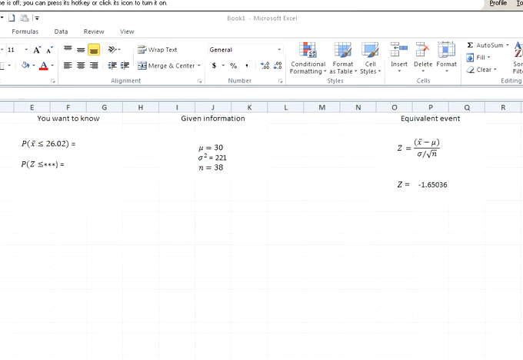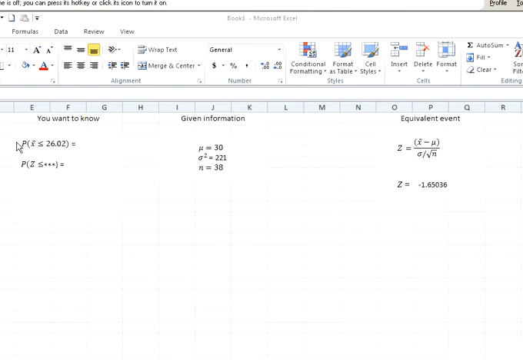Okay, folks, in this video, I'm going to show you how you can use the central limit theorem to compute various probabilities related to sample mean. For example, in this case, you want to compute the probability that the sample mean is going to be less than or equal to 26.02.